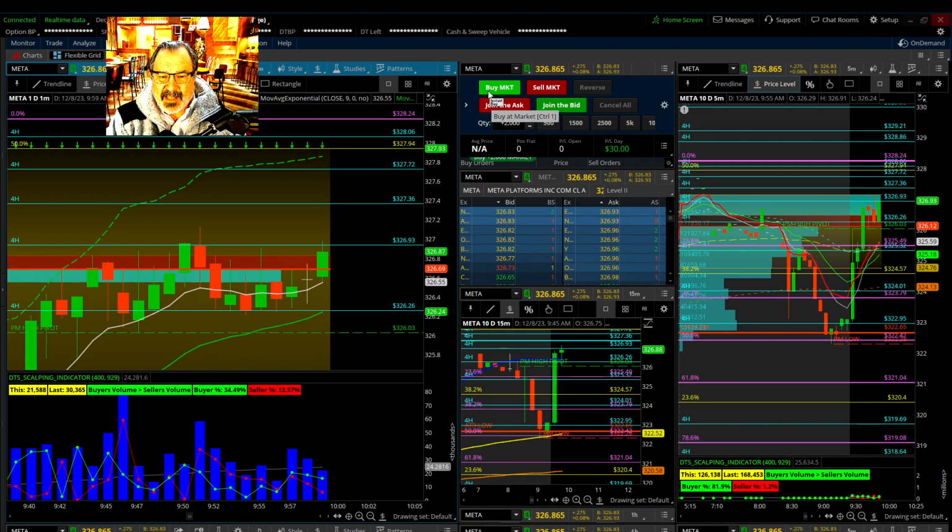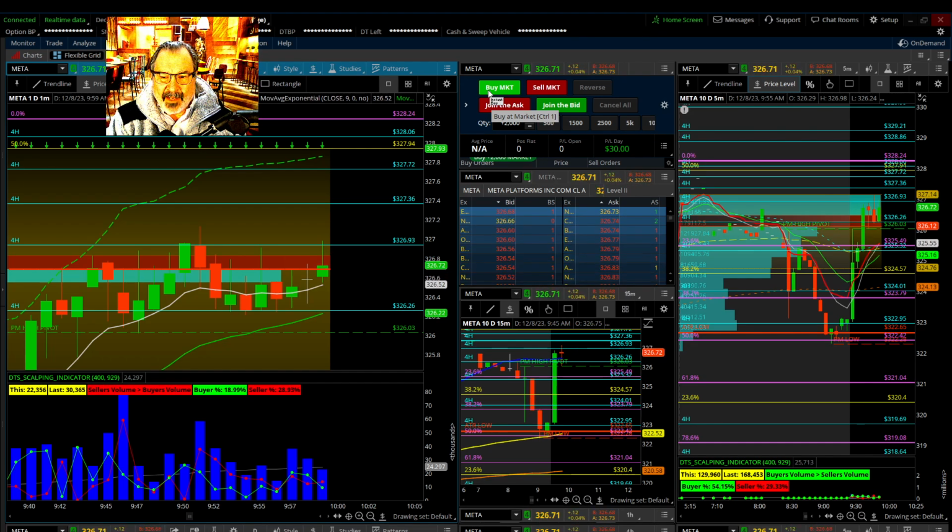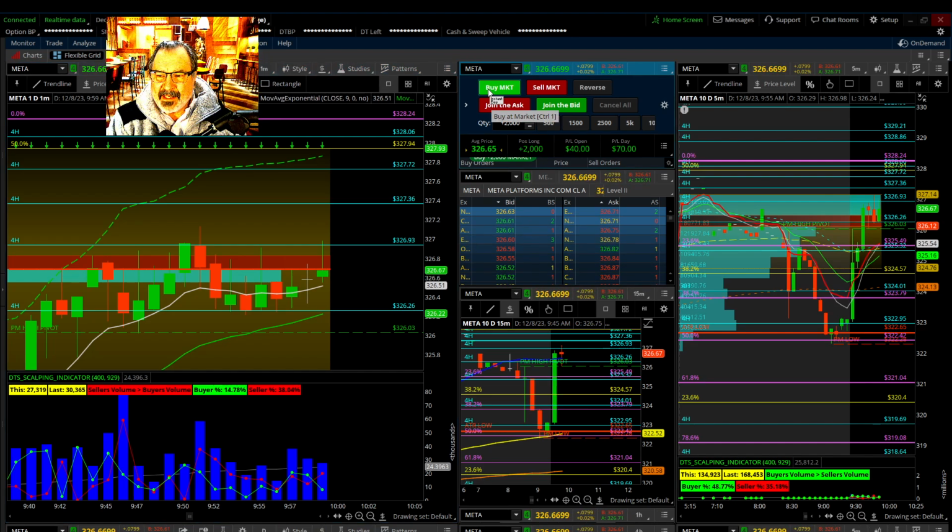So if it breaks that, that's a flat top right there. That could be a flat top breakout at 327 even. So we're looking for 327 even here. I'm going to go in long in anticipation as it pulls back down that candle and see if it's going to break out. And if not, I'm going to reverse.